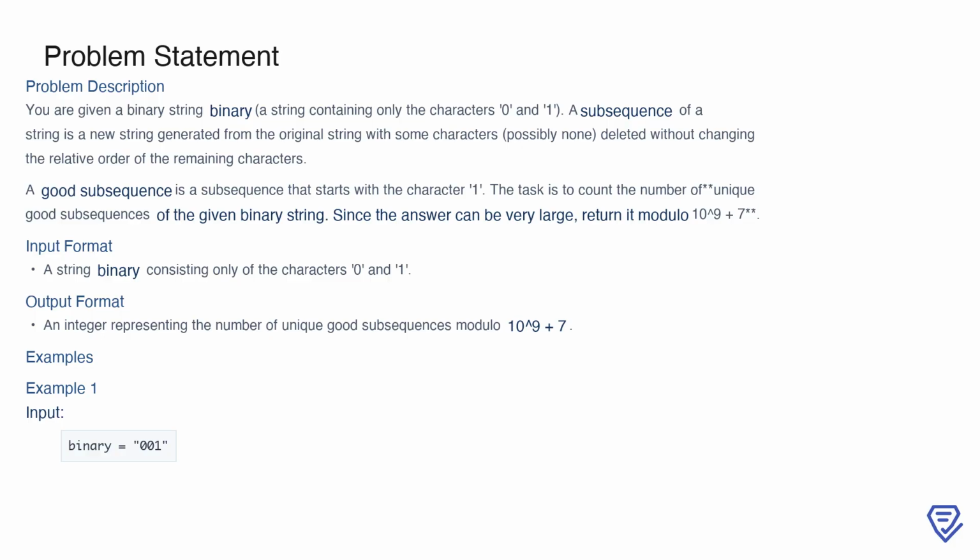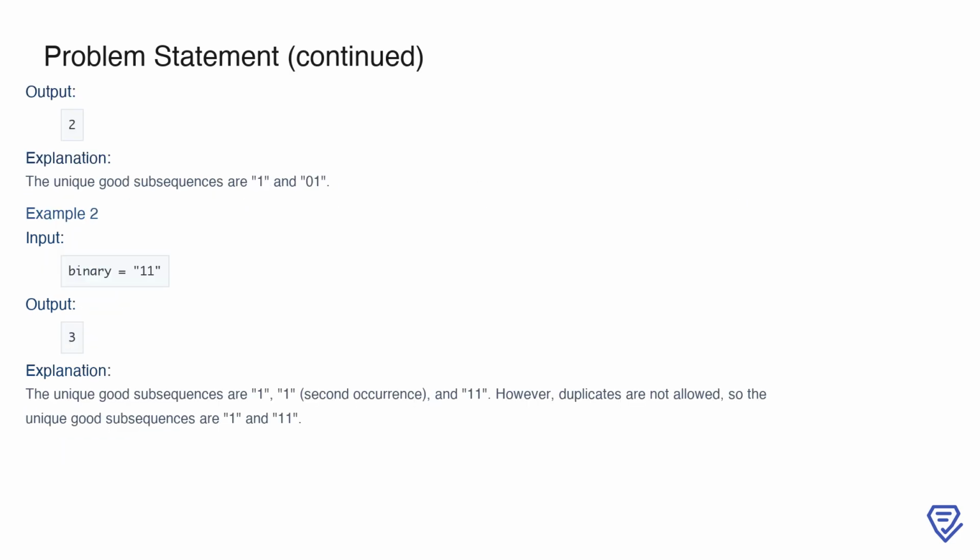The goal is to determine how many unique good subsequences can be generated from the given binary string. Since the number of subsequences can grow very large, the result should be returned modulo 10 to the power of 9 plus 7. Let's look at an example to understand the task better. Suppose the input binary string is 001. The unique good subsequences here are 1 and 01. Notice that both of these subsequences start with 1, fulfilling the requirement of being good subsequences, and each subsequence is distinct. So, the output for this input is 2.